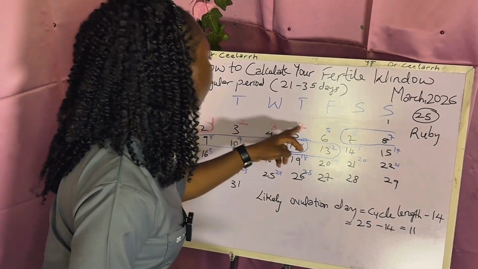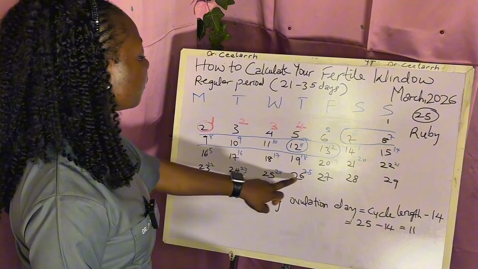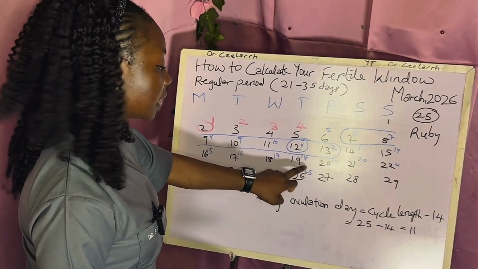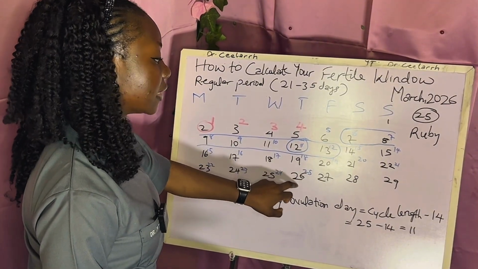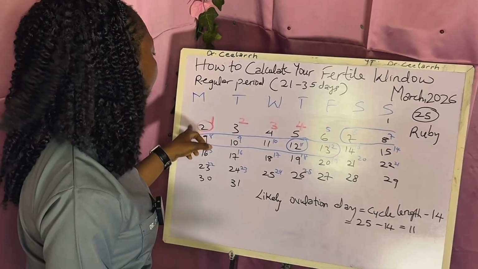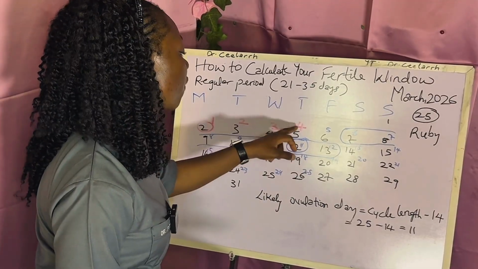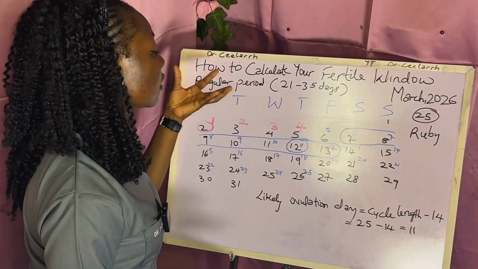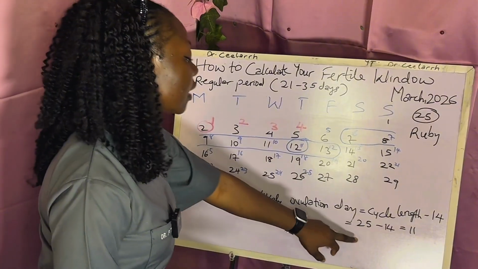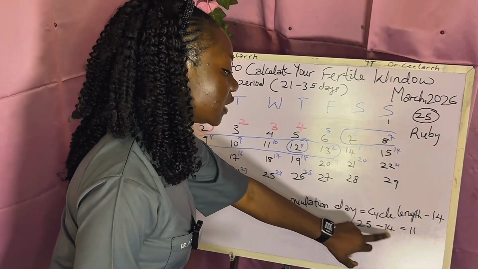So 1, 2, 3, 4 till 25 day cycle. This is the 25th day of her cycle. And we say that she bled for 1, 2, 3, 4 days. Okay. Now her likely ovulation date is the cycle length, which is 25 minus 14, and we got 11.